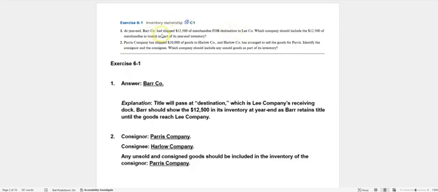So that means if Bar Company sent this inventory, but on the last day of the accounting period the inventory is still in transit, then the seller, Bar Company, would include that $12,500 of inventory as part of its year-end inventory. Okay? Because Bar retains ownership until it reaches the buyer.